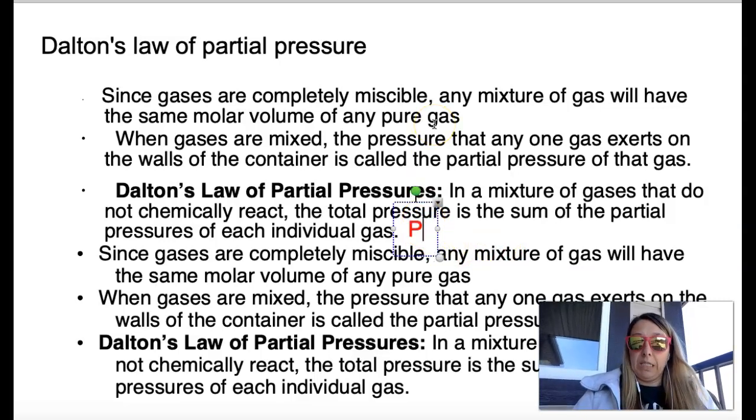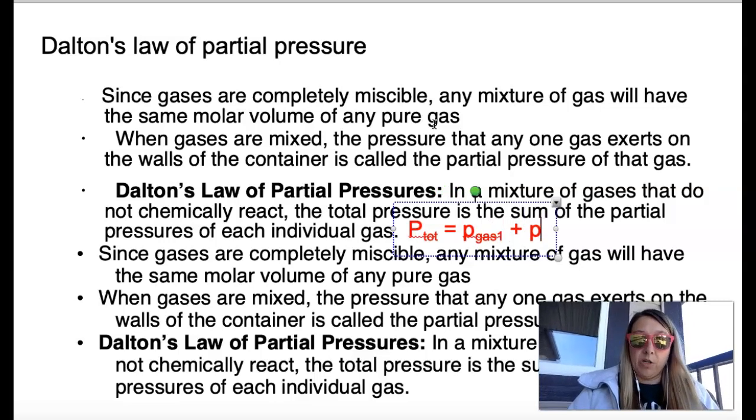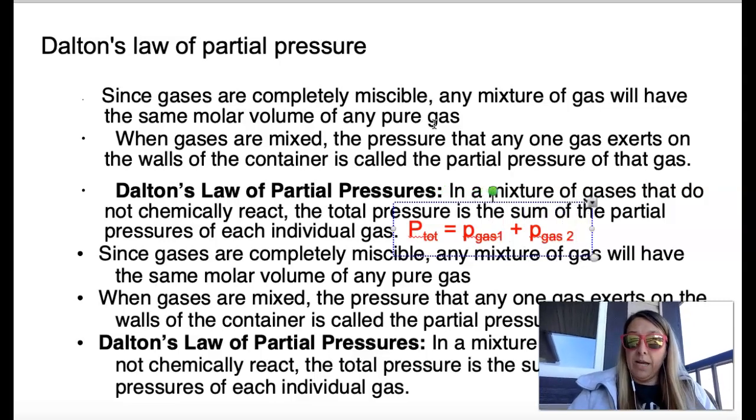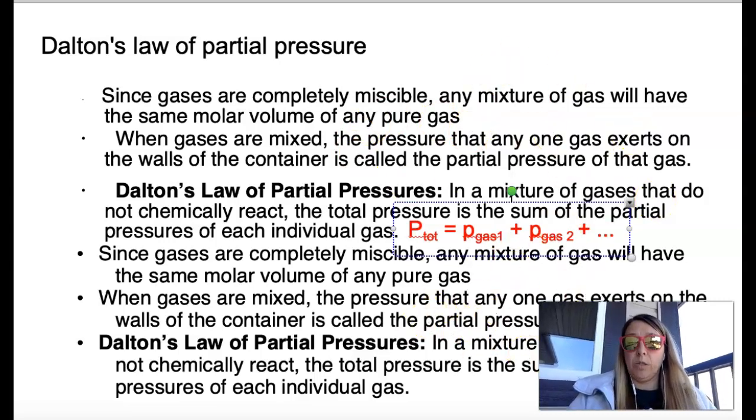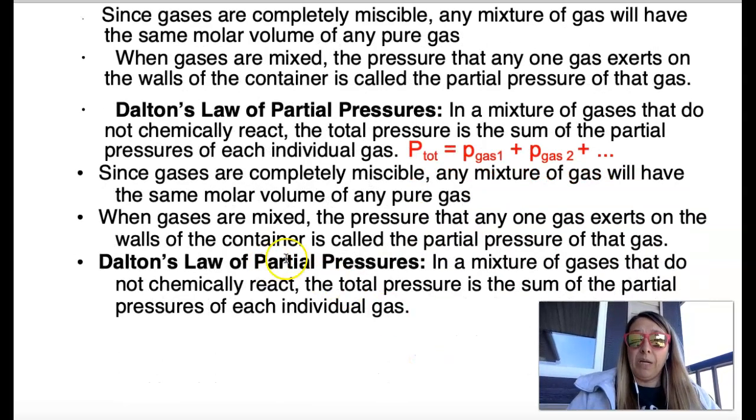So the total pressure is equal to the partial pressure of gas 1 plus the partial pressure of gas 2, right? And if we had more than that, we would just keep adding them all together. Sorry, I'm having issues typing. Plus, there we go, I'll just put dot, dot, dot. So however many gases I have in there, the total pressure is equal to the sum of each one of those. Apparently I copy pasted that in twice, but that is your Dalton's law.